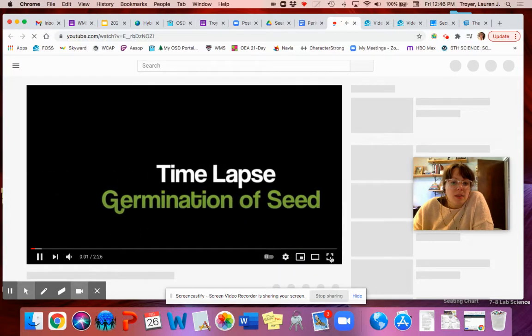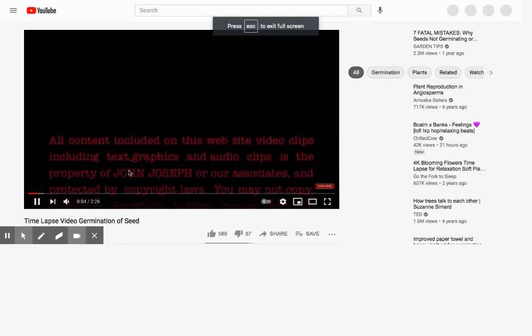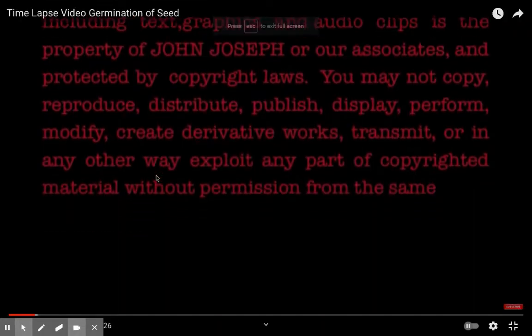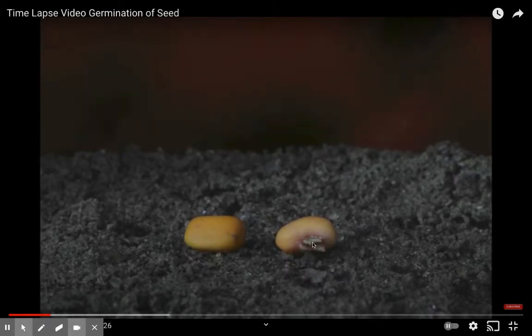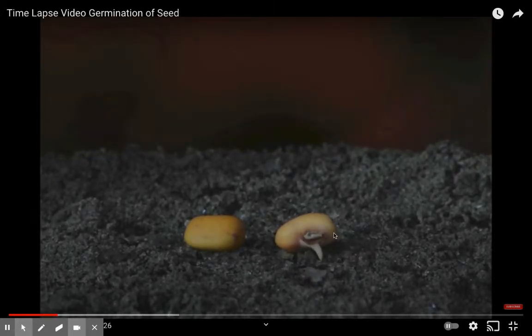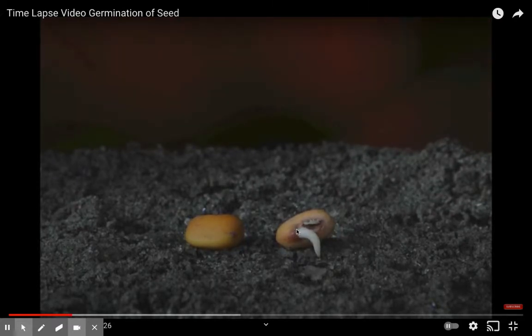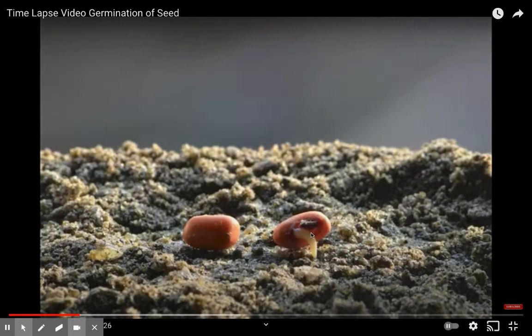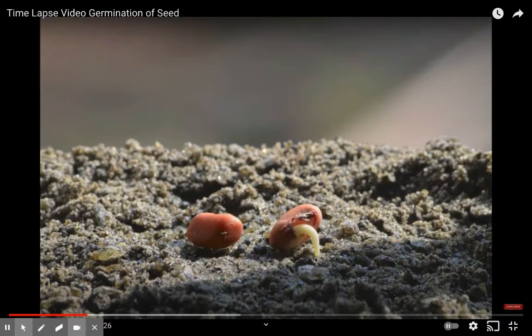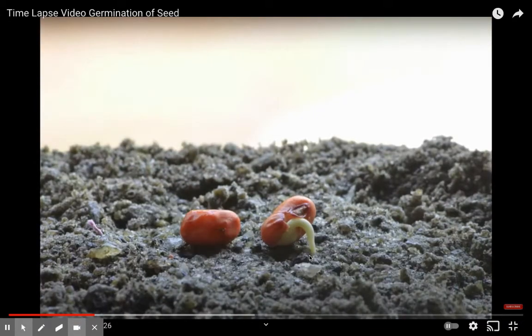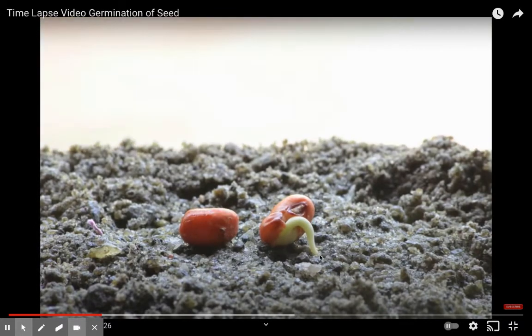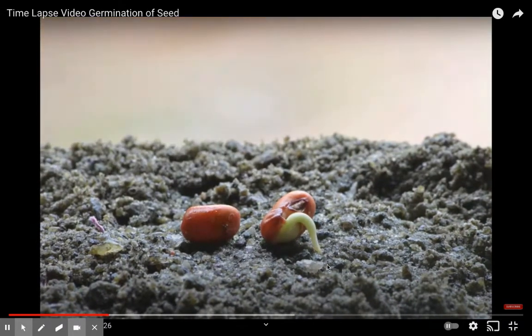So here's the time-lapse germination of a seed. Germination just means when a seed develops. That's what germination means. So this seed is germinating. It's starting to develop and grow. And we see this little thing is popping out. That's going to be the root. See how it's instinctively going down? It knows to grow down and get the roots developed underground.